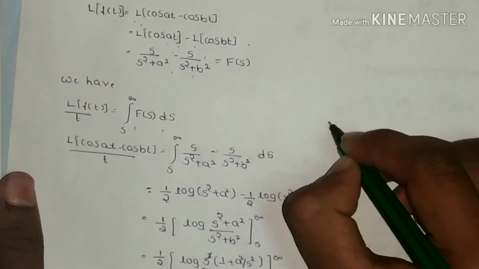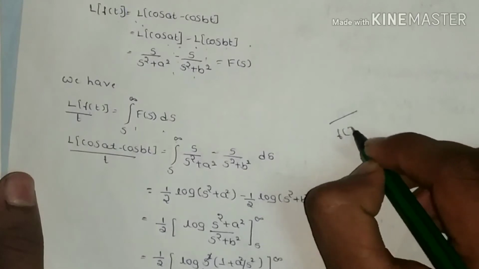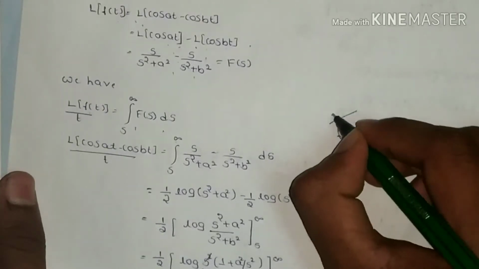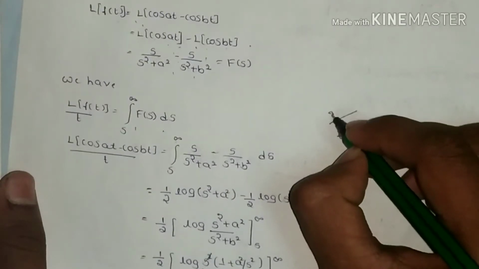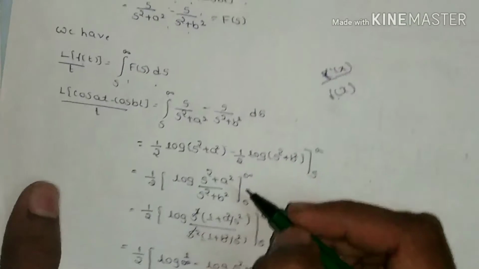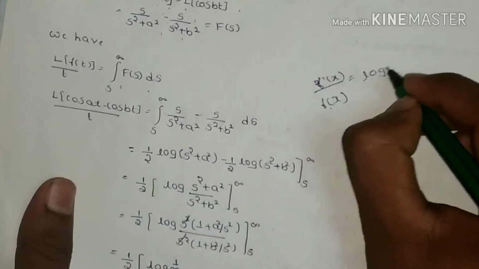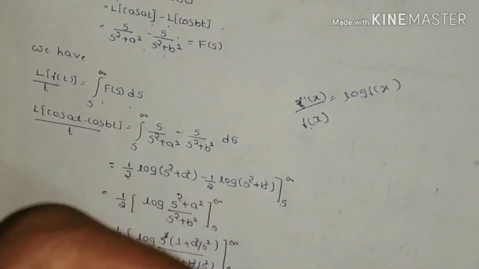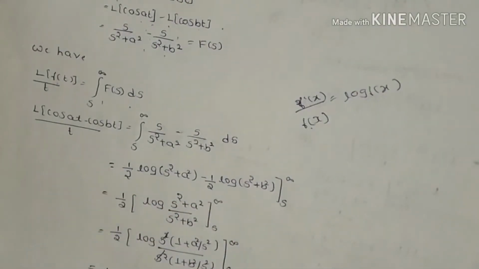If you have f of x in the denominator and in the numerator the differentiation of the denominator, then it can be written simply as log of the denominator. If we have the denominator as f of x and the numerator as its differentiation, then we can easily write the integration of that function as log of denominator.